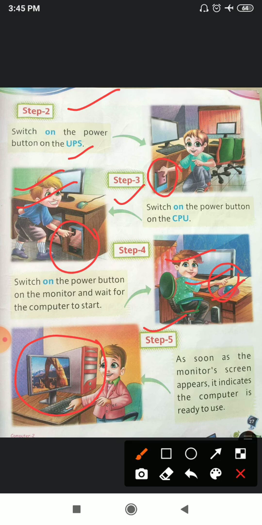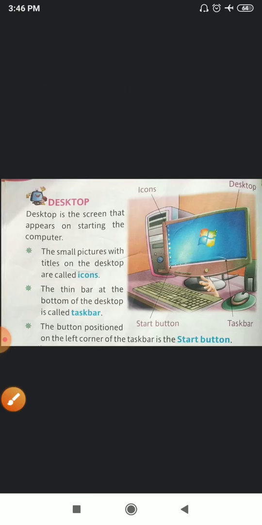Okay, so there are 5 steps of starting the computer. Again, I'm revising what you have to do. First, you have to switch on the main power supply button. Then step 2, you have to switch on the power button on UPS. Then step 3, you have to switch on the power button on CPU. Then step 4, you have to switch on the power button on the monitor and wait for the computer to start. The last step, as soon as the monitor screen appears, the computer is ready to use. Right. Now, next page.